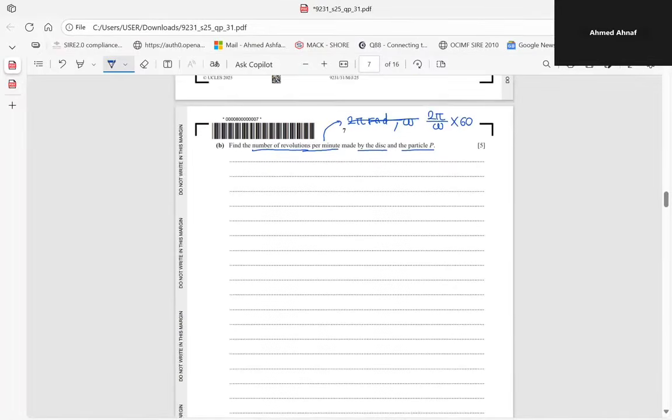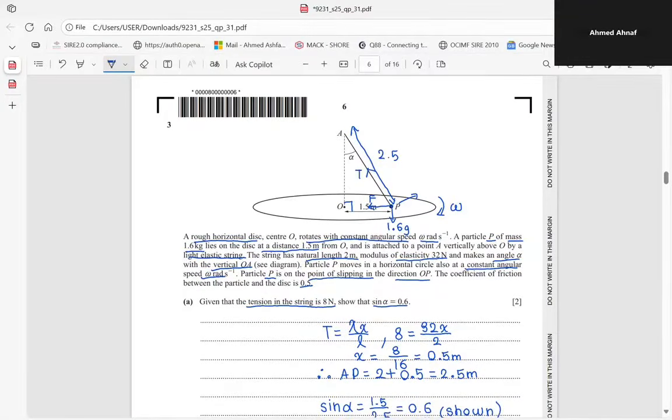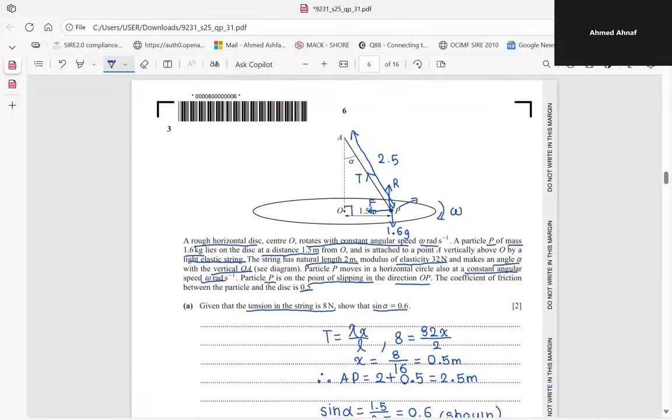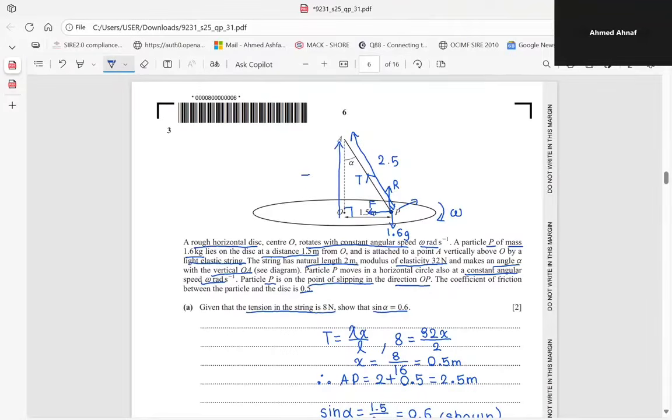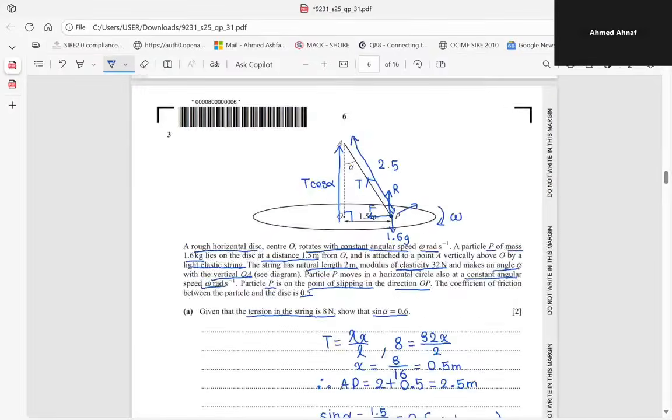First we have to find out omega. To do that, let's label all of our forces here. We have a tension, T, and then our normal contact force, which we label R. There are no other forces. As we know, for circular motion, the vertical forces must be in equilibrium. So we're going to make an equation concerning the vertical forces first. We have R and the vertical component of T, which is T cosine alpha. So T cosine alpha plus R equals 1.6 g.